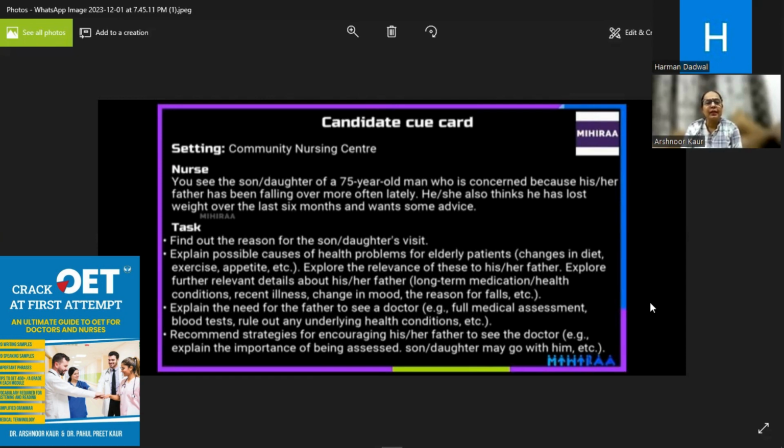In this, the patient has come to you. It is a 75 years old patient's daughter or a mother, attendant. You can say that you're talking to attendant of the patient, not directly to the patient. And the person is concerned about his father's condition as he has frequent episodes of falling, and now he thinks that his father is getting weak also.